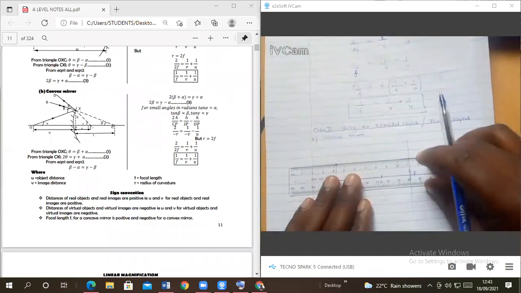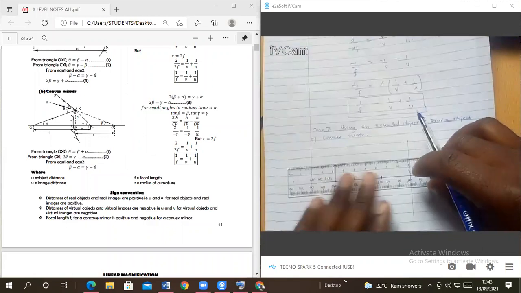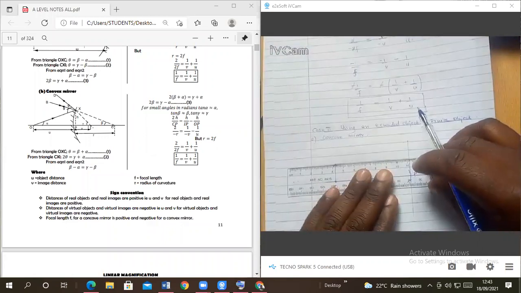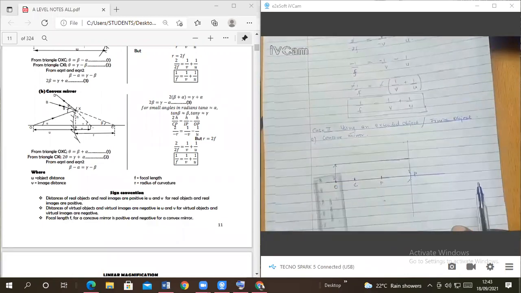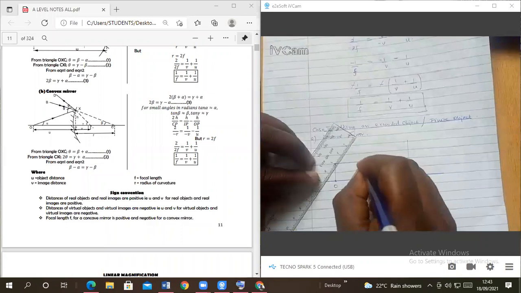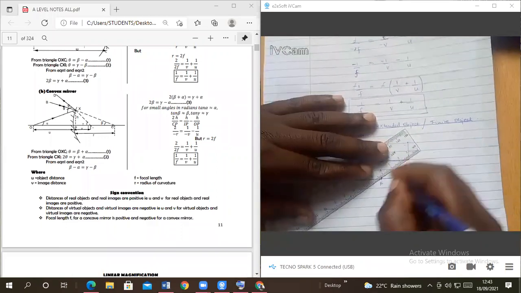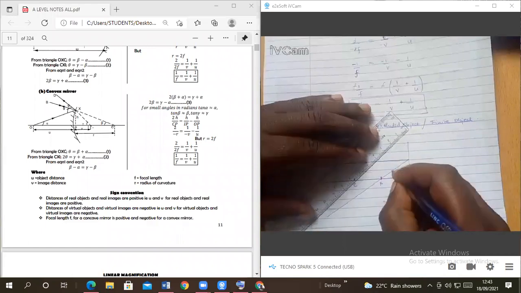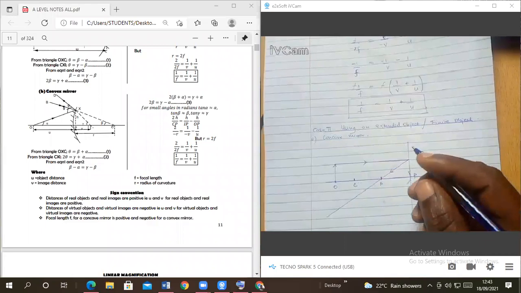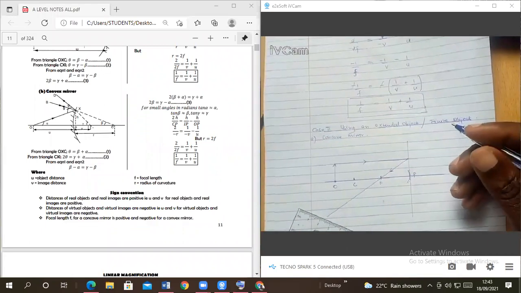So this one from the top of the object to the mirror, like that. So that's the first ray. After reflection it passes through the focal point, like that. Okay. So here what we are going to use is similarity of triangles.